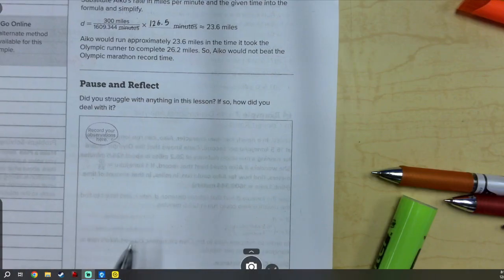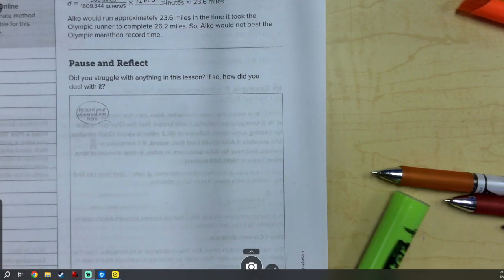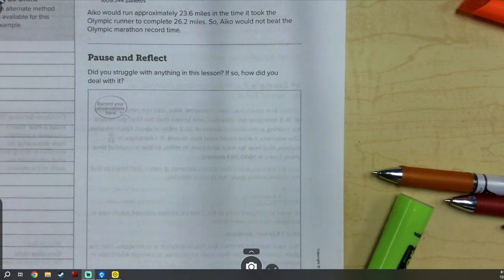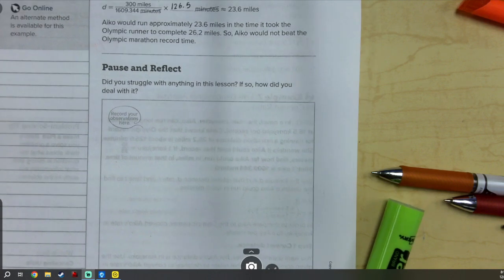All right, take a moment to pause. Think about anything you might have struggled on, needed some extra guidance. This is the last section, 2.7. See you next time for the review.